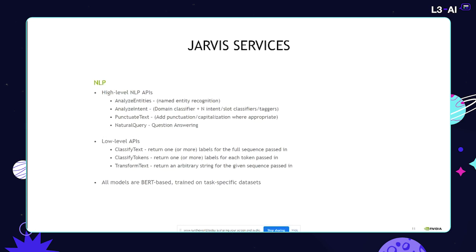The NLP service consists of high-level as well as low-level APIs. The high-level APIs include entity recognition, intent slot identification, punctuation, and question answering. The low-level APIs provide generic NLP services for custom use cases. For example, the classify text function can be used for sentence classification, domain recognition, language identification, etc.